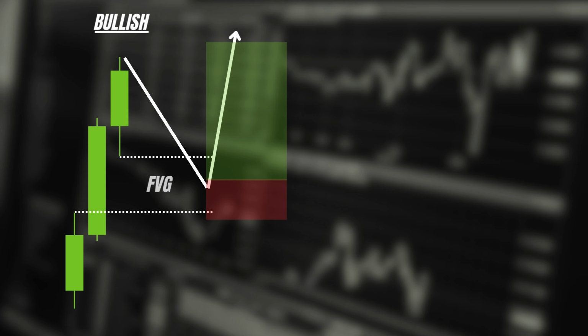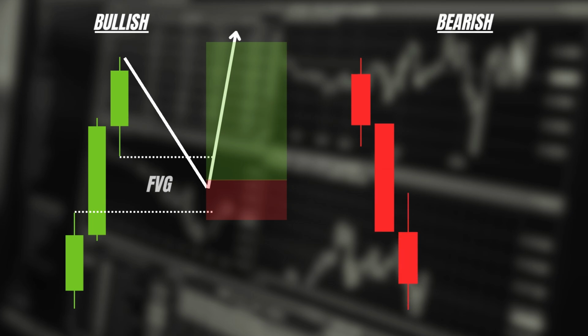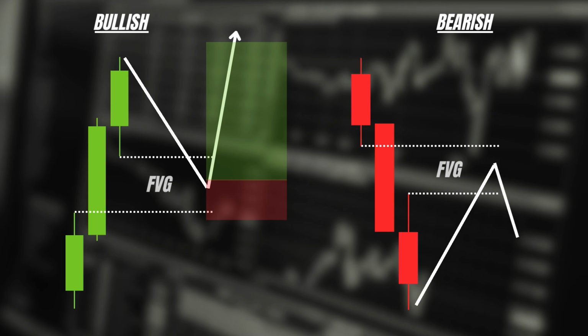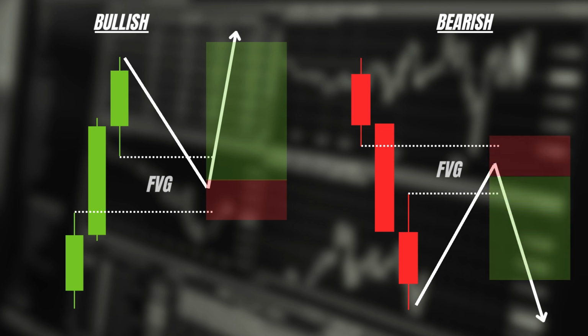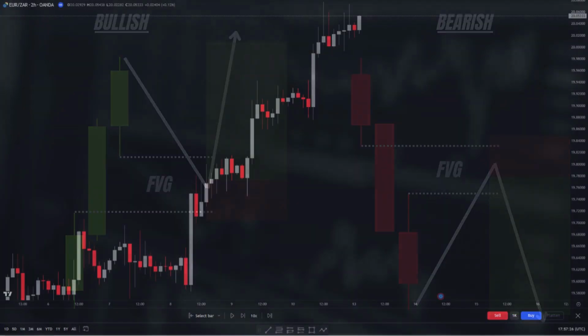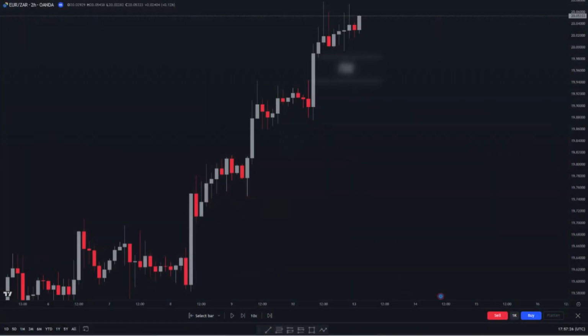and then pushes higher. Similarly, in a bearish market, a fair value gap is found between the wicks of the first candle and the third candle in a three-candle sequence. This gap also creates an imbalance, attracting the price to pull back and refill it before continuing its downward movement. By identifying these gaps, you can capitalize on short positions as the price pulls back to fill the gap and then resumes its decline.